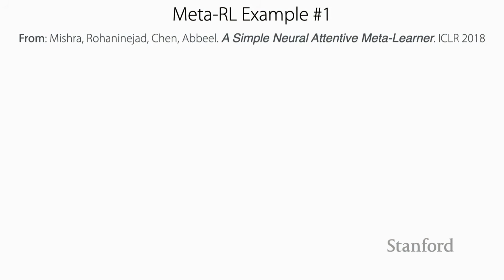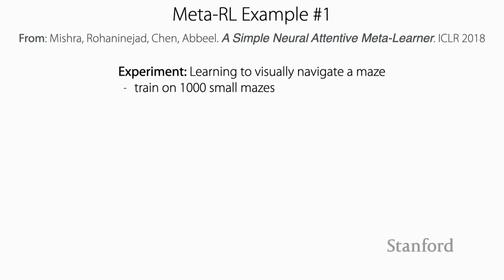We'll look at this example that was using something a bit like a transformer. They were trying to learn how to visually navigate a maze, specifically new mazes that the agent had never been in before. They trained it on 1,000 small mazes, and they tested it on held out mazes that the agent hadn't seen before, on both small mazes and large mazes. This is a scenario where they were able to see some extrapolation to tasks that were outside of the distribution of what it was trained on.